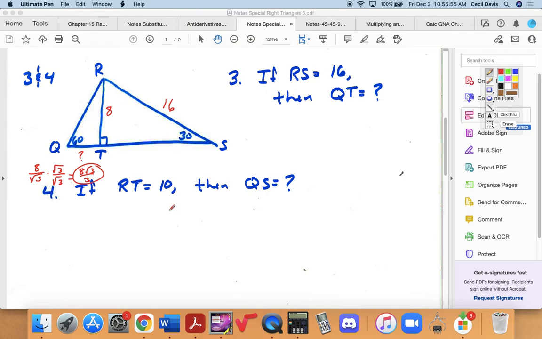Pardon? That's fast. All right, I'll give you a second. Go ahead and redraw that. Put all the letters on it and everything.